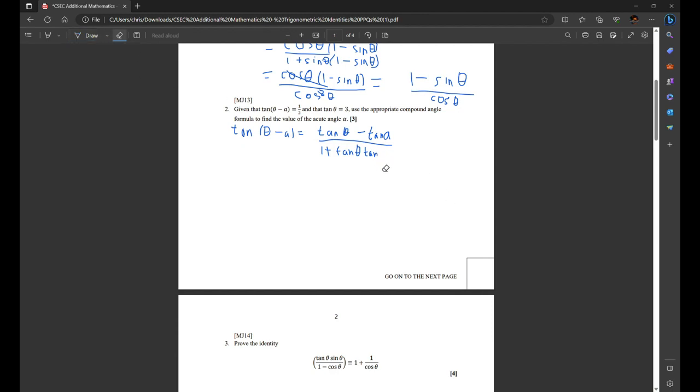Oh boy, that's not an A. Okay, let's just fix that. Alright, that can work. Okay, so now that we have our identity written out, we can say tan theta is simply just 3, so we can substitute that. So we say 3 minus tan A over 1 plus 3 tan A.